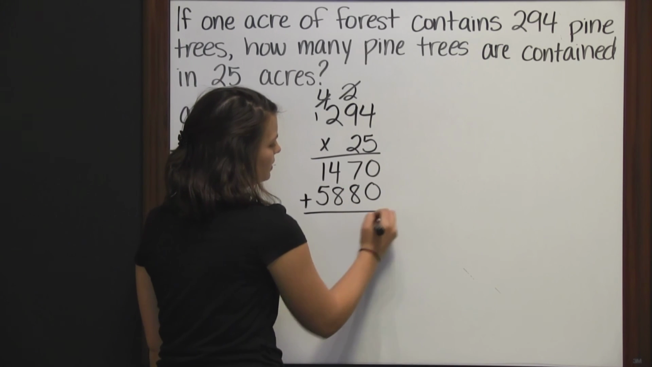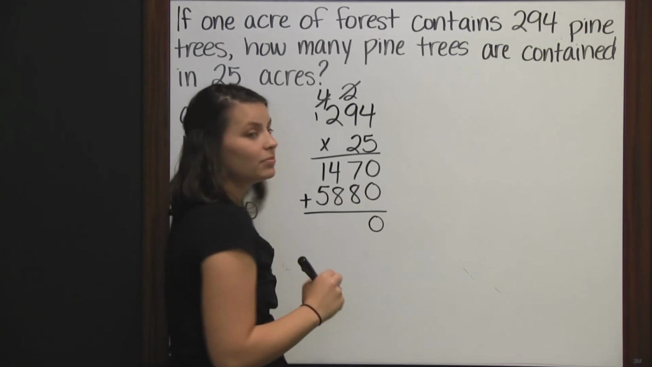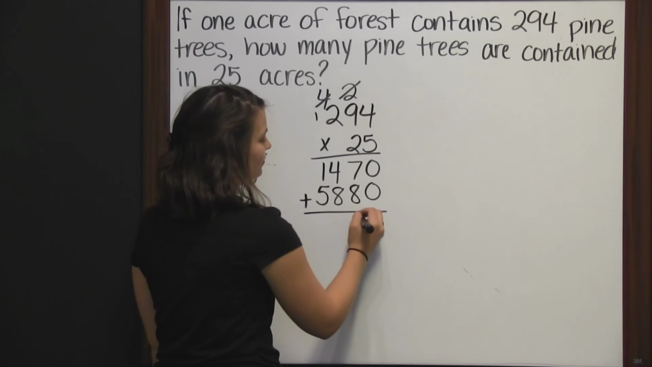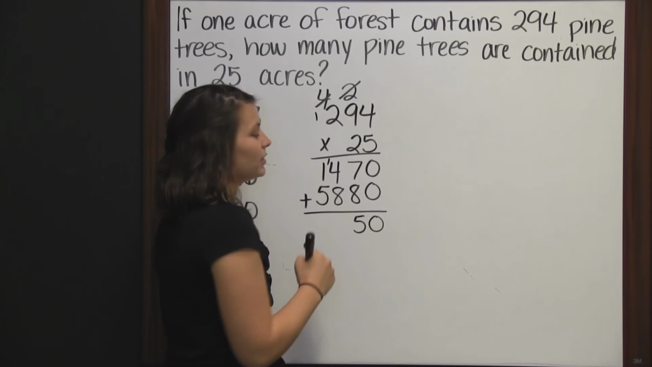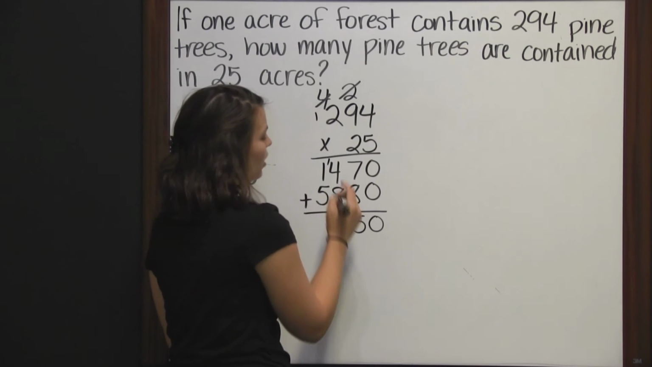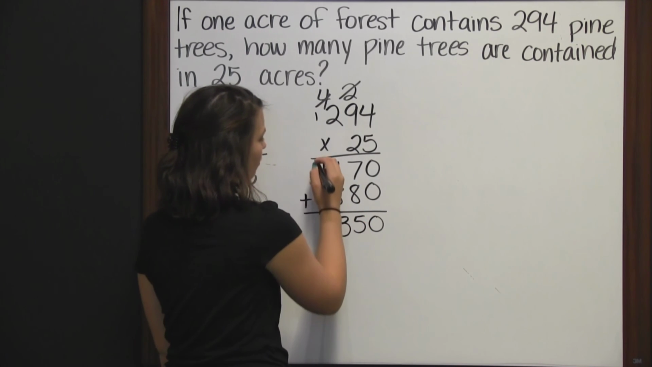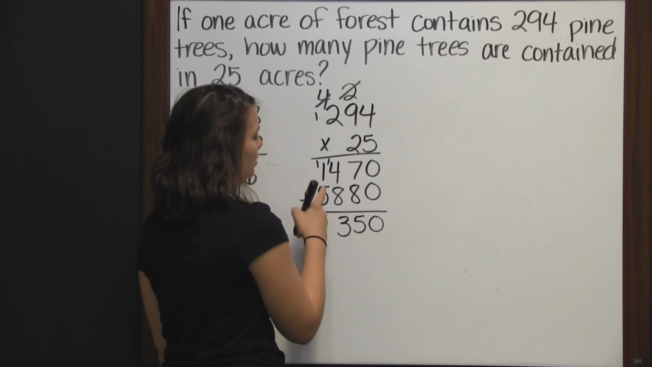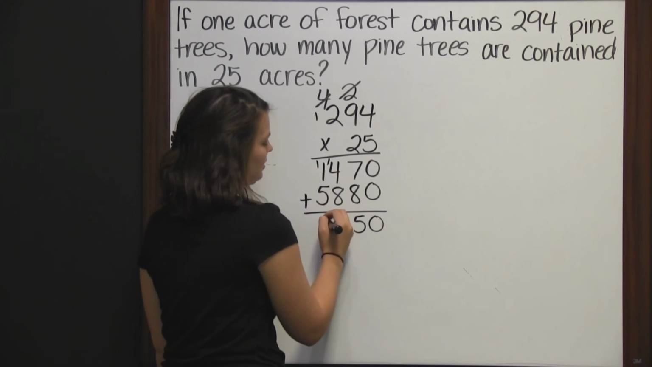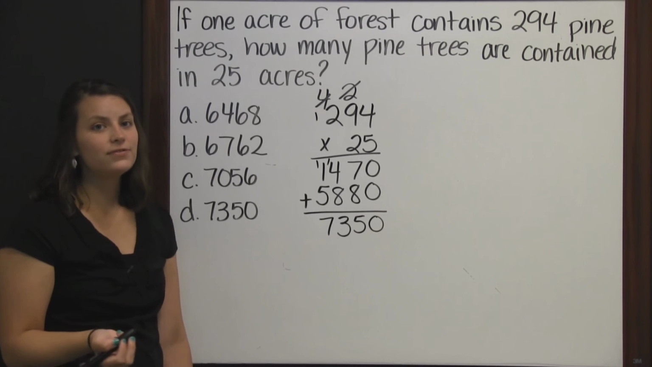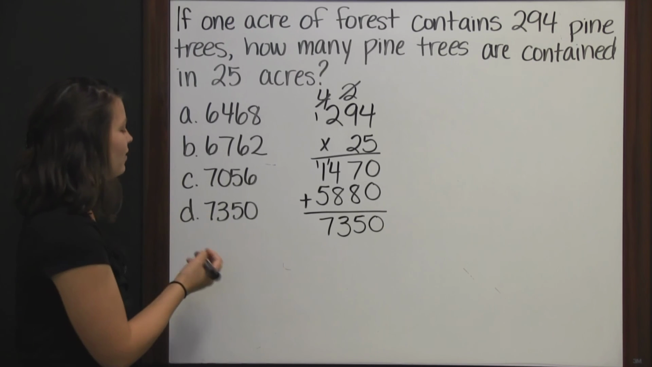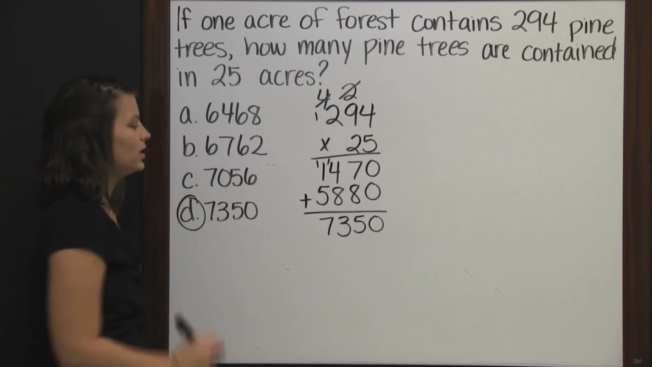0 plus 0 is 0. 7 plus 8 is 15. Write the 5, carry the 1. 8 plus 4 is 12, plus 1 is 13, so write the 3, carry the 1. Then we have 5, 6, 7. So there are 7,350 trees in 25 acres, which is answer choice D.